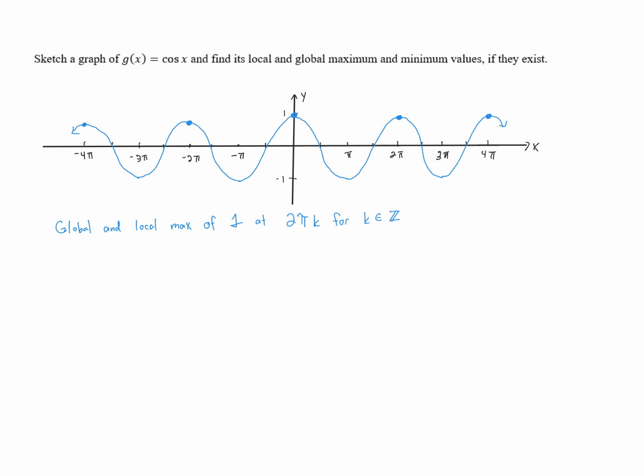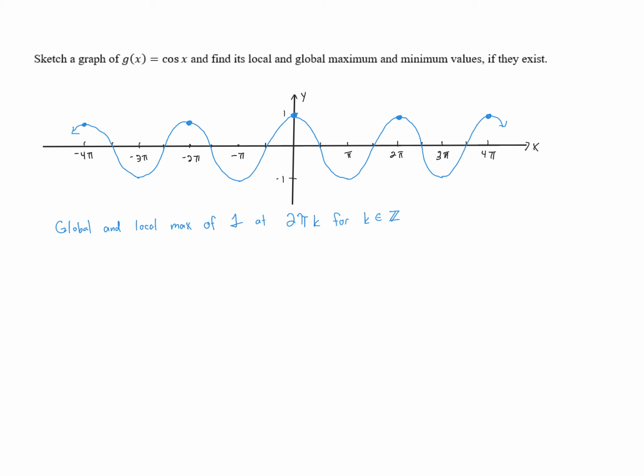This notation might be a little bit more complicated than you will see in your textbook or in your class, depending on which textbook you're using and which class you're taking. This is the formal way to do it. The informal way is to say just at all multiples of 2 pi. Now, those are the global and local maxima.